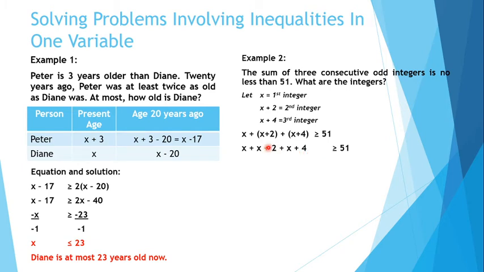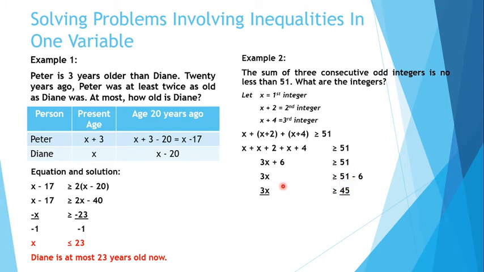Now, how did we get this one? We simply remove the parentheses, because even without the parentheses, we can still solve the expression. Okay? Now, x plus x plus x, those are 3 x's, so that is 3x. And then 2 plus 4, that is 6. And then copy greater than or equal to 51. Now, to transfer 6, from positive 6 it will become negative 6. So 3x is greater than or equal to 51 minus 6, of course, that is 45.